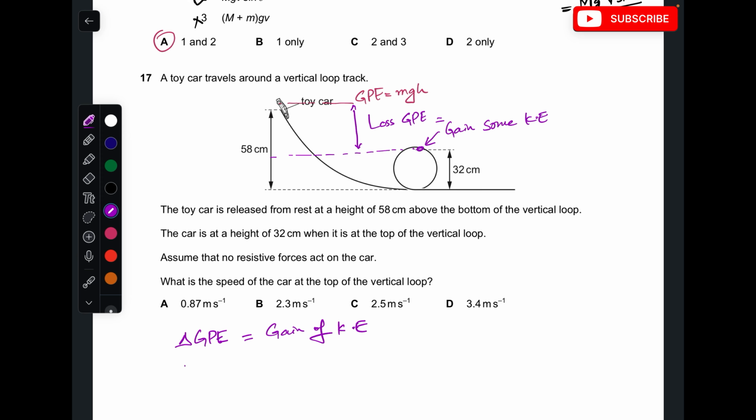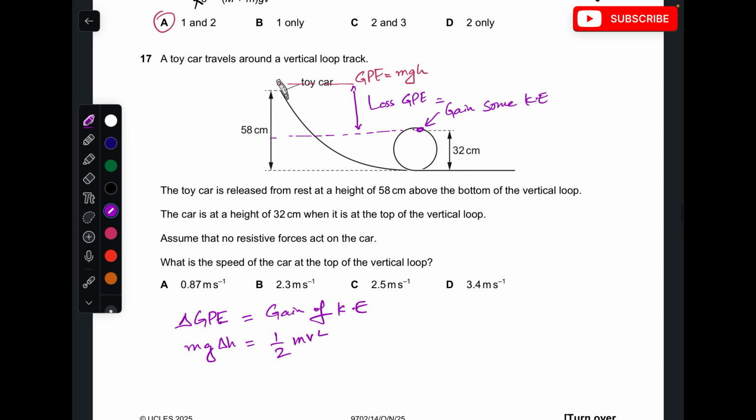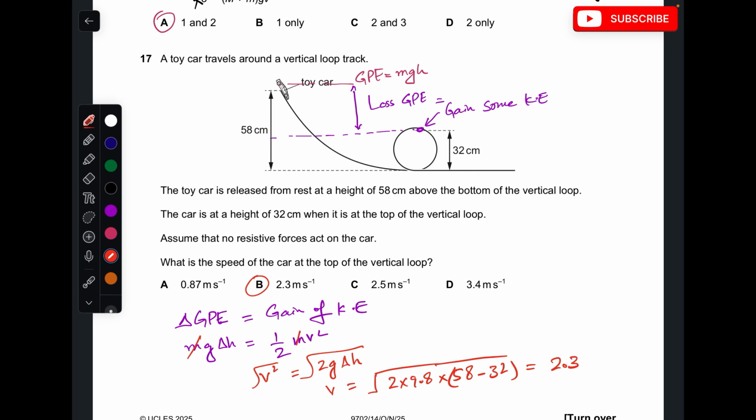So change in GP is mg delta h, and this is half mv square. M you don't need to know, m will cancel out. We have to find v, so v square will be equal to 2g delta h, and you have to take the square root. So v will be equal to under root 2 into 9.8 into the change in height, as it was at 58 and it is going at 32. So this will give you 2.3. It is option B that is correct.